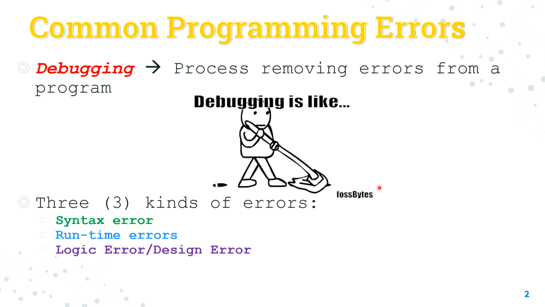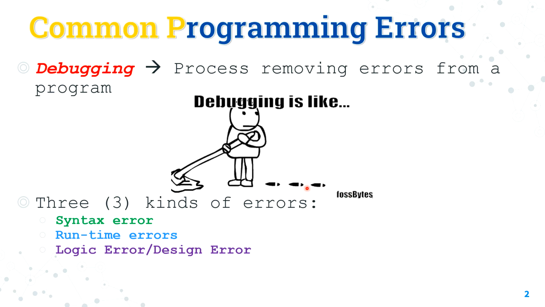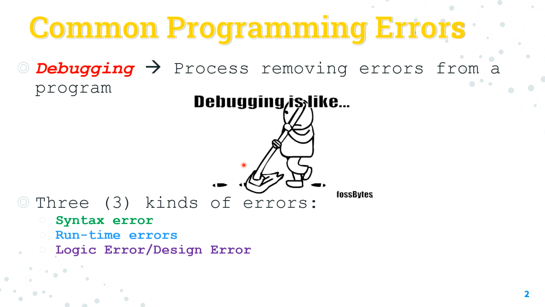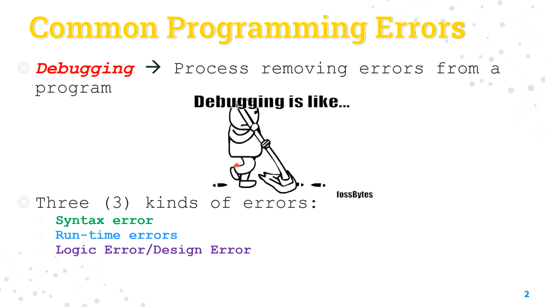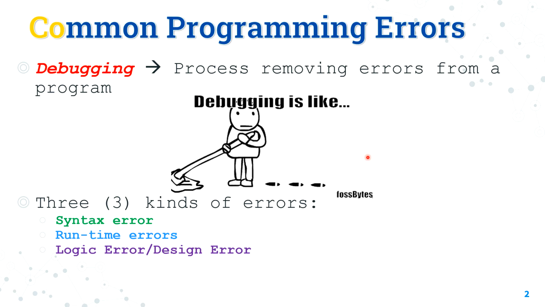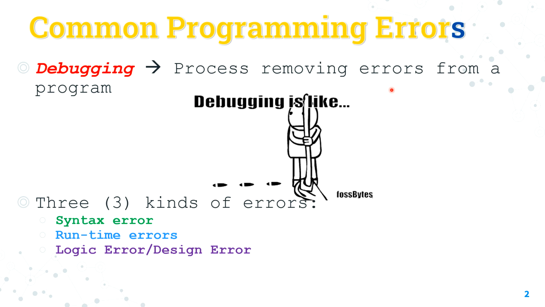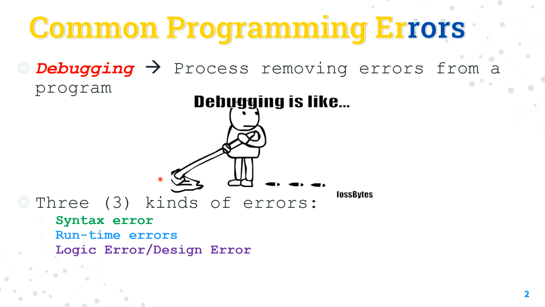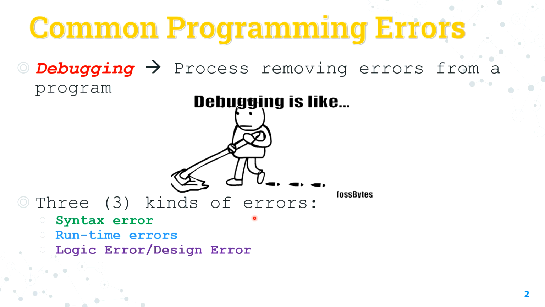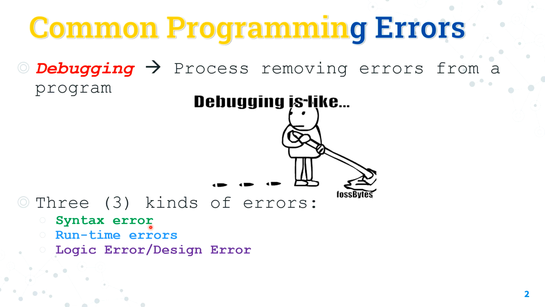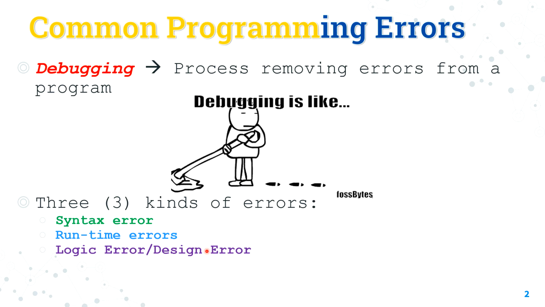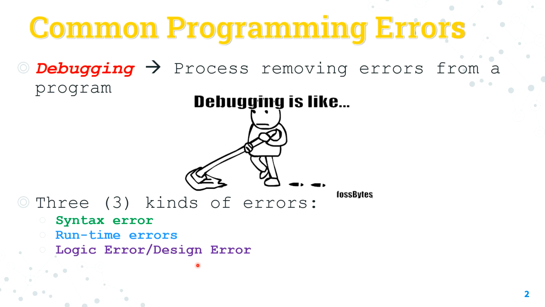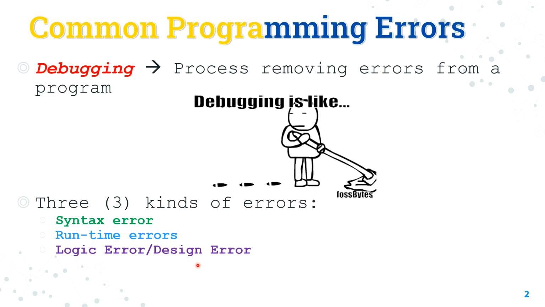So first, let's define our main term for the day. Look at the sweeping animation. Debugging is like cleaning up. Debugging is simply the process of removing errors from a program. When you are writing in C, there are three main kinds of errors you will encounter. First, we have syntax errors. Second, we have runtime errors. And third, we have the logic error, which is sometimes also called a design error.